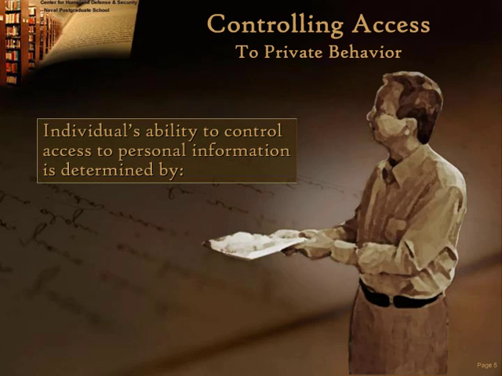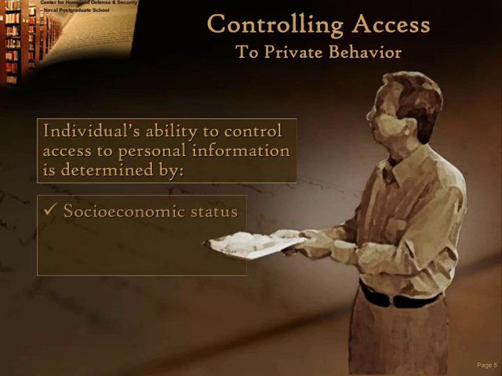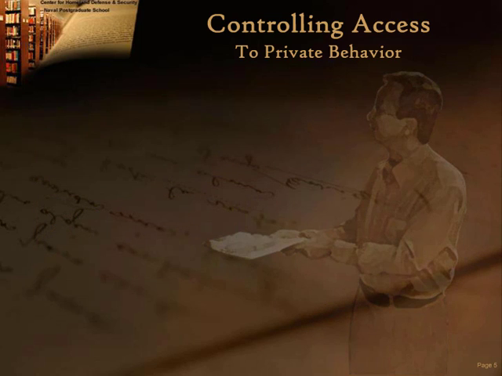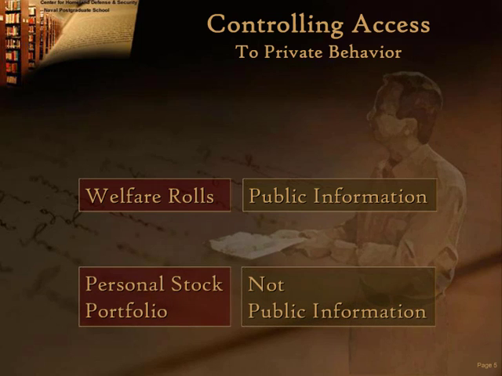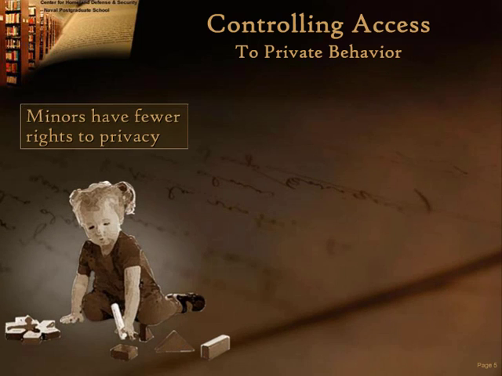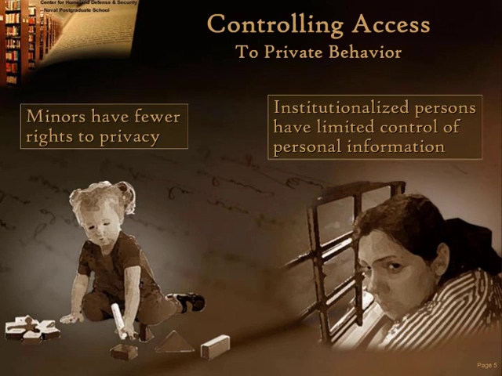Individuals' ability to control access to their persons and to their personal information is determined by a variety of factors, including socioeconomic status, age, and circumstance. For example, information about welfare rolls is public information. Information about personal stock portfolios is not. Minors have fewer rights to privacy than adults. Institutionalized persons may have significant limitations on their ability to control personal information.